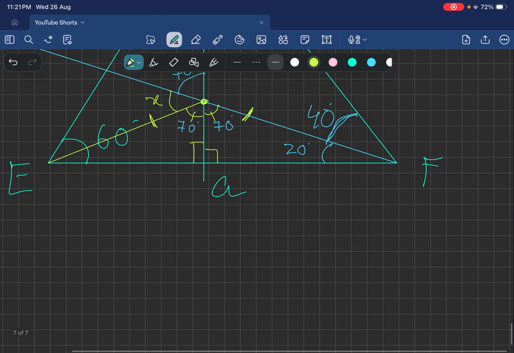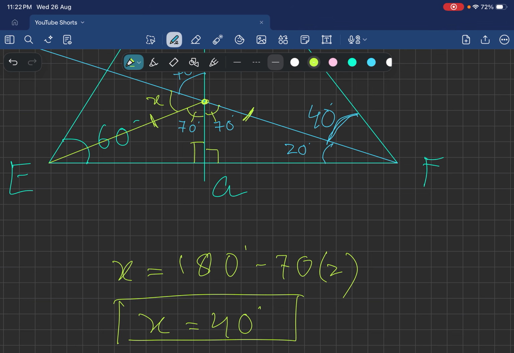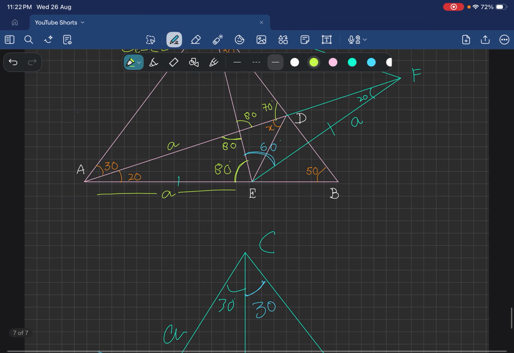So here is our x, which we can find from here. x will be 180 minus 70 plus 70, that is, minus 70 into 2. So x will be 40 degrees. Hope it helped.